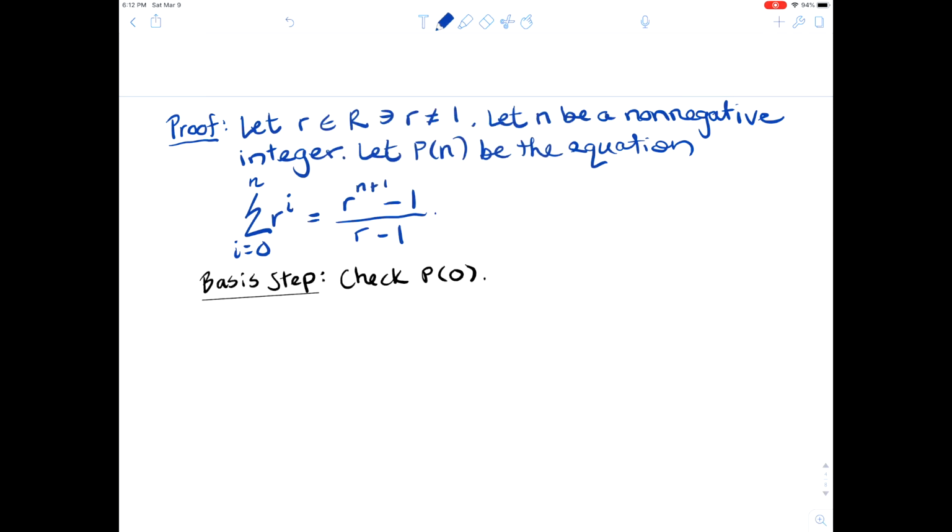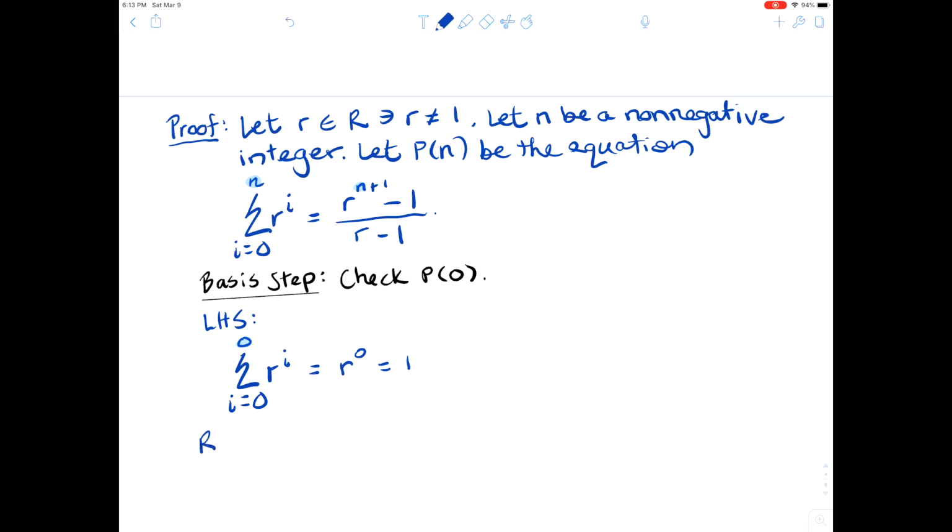All right, so for our left-hand side, be careful where you're plugging in stuff here. Remember, this one's in terms of n, so we're plugging in for n. So the summation from i equals 0 to 0, because n is 0, of r to the i is just equal to r to the 0, which is equal to 1.